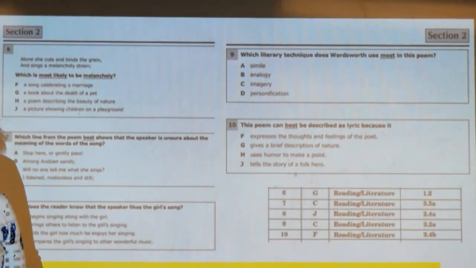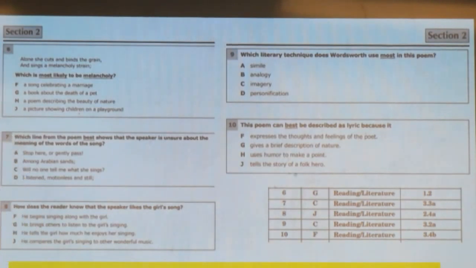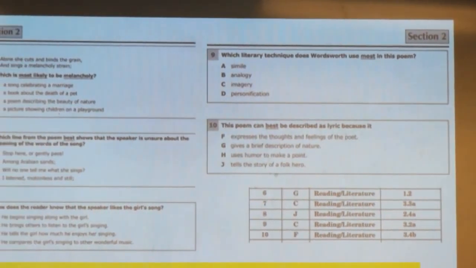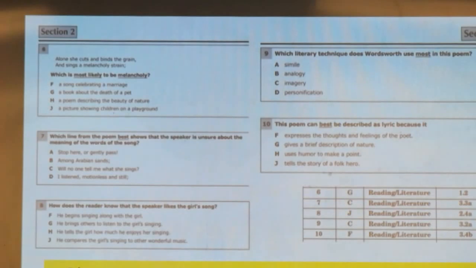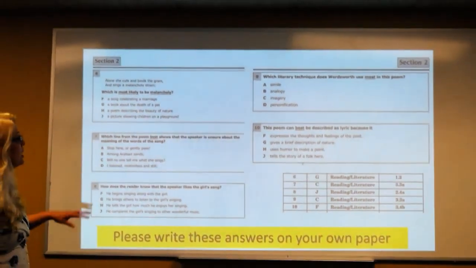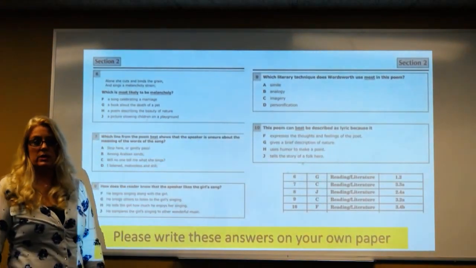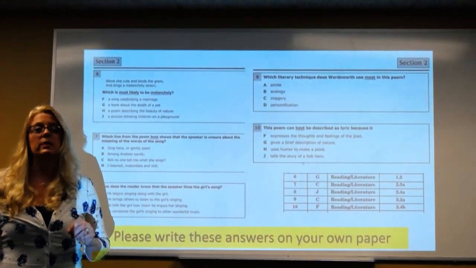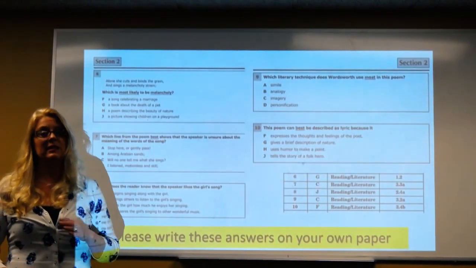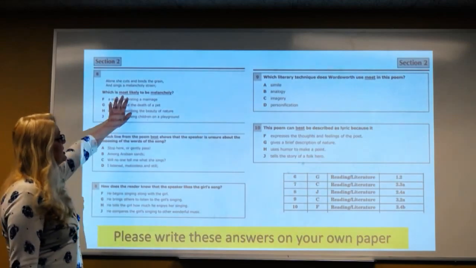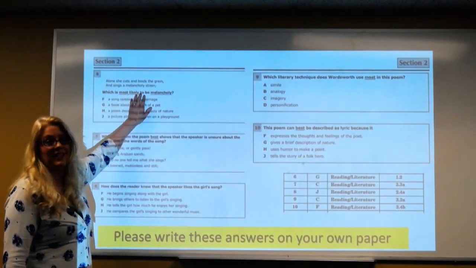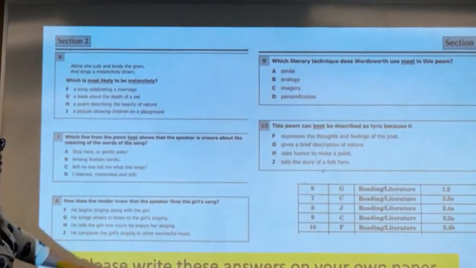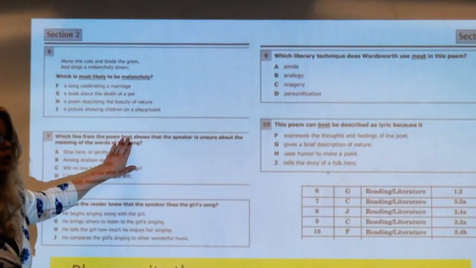Okay, these are the answers for these passages. Number 6 was G, 7 was C, 8 was J, 9 was C, and 10 was F. One of the things I want to point out to you are the underlined words in these questions. These underlined words give us clues, and this is one of the main reasons why I want you to utilize the elimination method. This says which is most likely, and then this question says best shows.